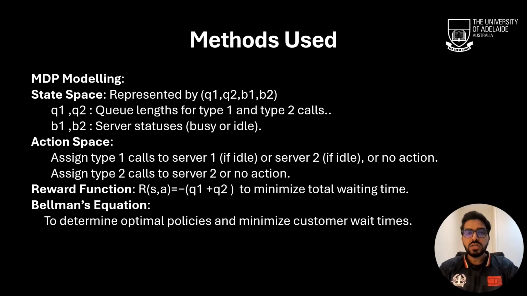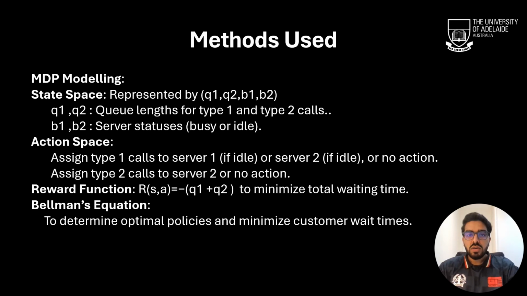In this project, we model the call center as a Markov decision process. The core of the MDP is the state space, which includes the number of customers in each queue and the status of each server, whether they are busy or idle. The action space is defined by how we assign calls to servers or decide to take no action if a server is already occupied. The reward function plays a crucial role in guiding the system towards minimizing waiting times.